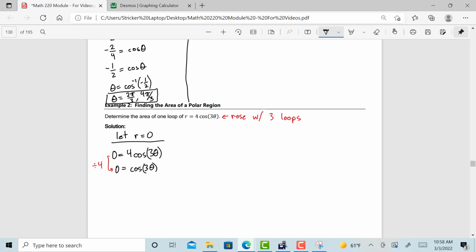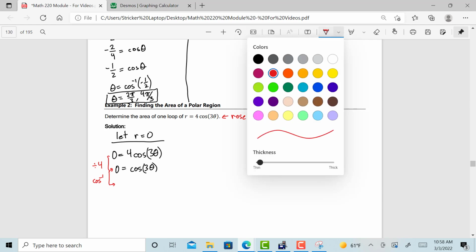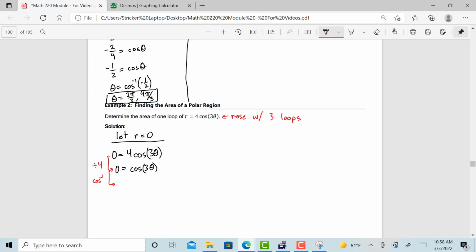And we've got to use inverse cosine again. So when we use inverse cosine, we're going to get that 3 theta is essentially equal to the inverse cosine of the other side, so the inverse cosine of 0. Well, where is cosine equal to 0? It's at 2 places, right? Cosine is equal to 0 at pi over 2 and 3 pi over 2.